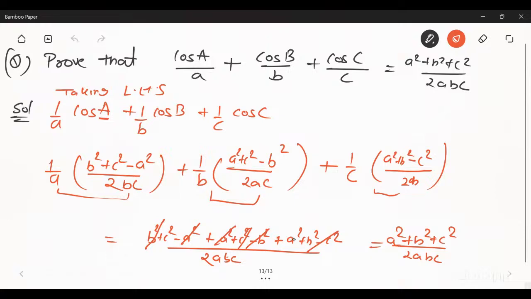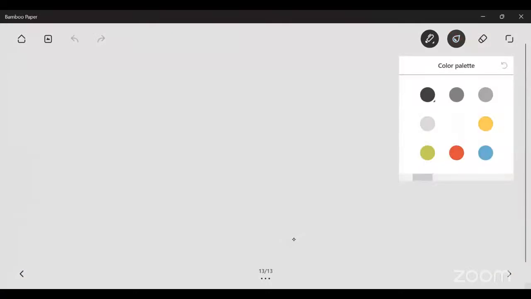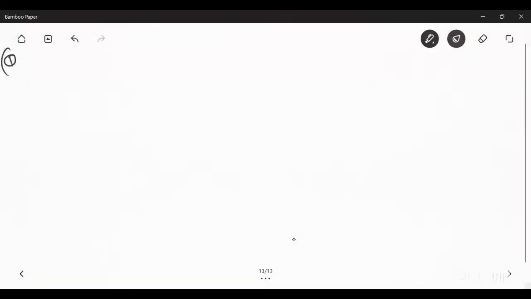Now the next question is, firstly I am discussing some important questions related to this formula.